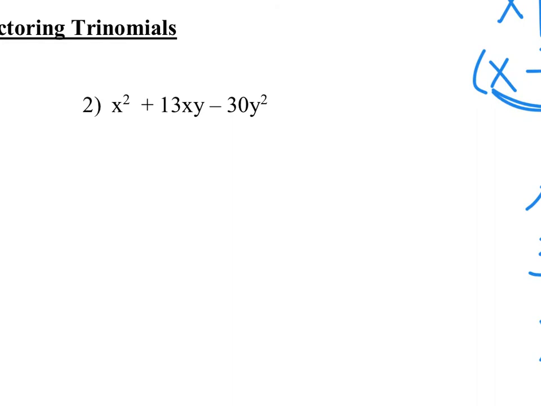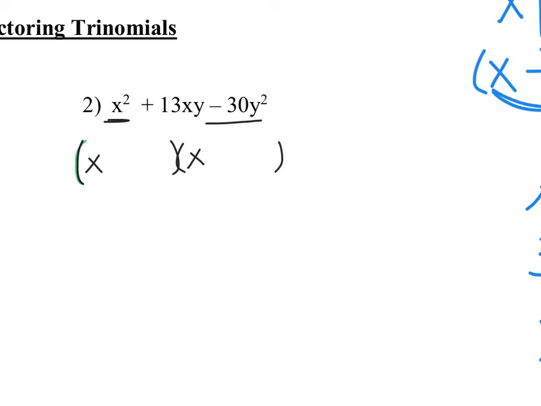So here we are. I'm going to pick a different color. So I'm going to guess. Okay, these two multiplied together have to be x squared. And the two multiplied together has to be negative, but we don't care about the signs just yet. Have to be 30y squared.